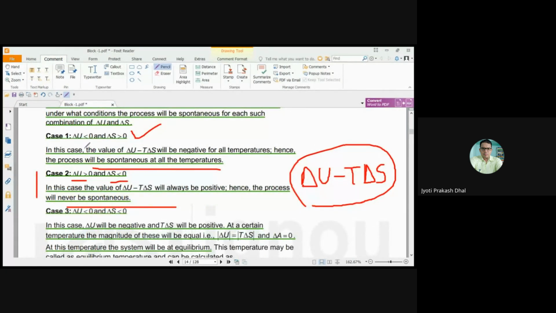So case 1, when del u is less than 0 and del s is greater than 0, the process will always be spontaneous at any temperature. Case 2, when del u is greater than 0 and del s is less than 0, the process will never be spontaneous, whatever be the value of T.